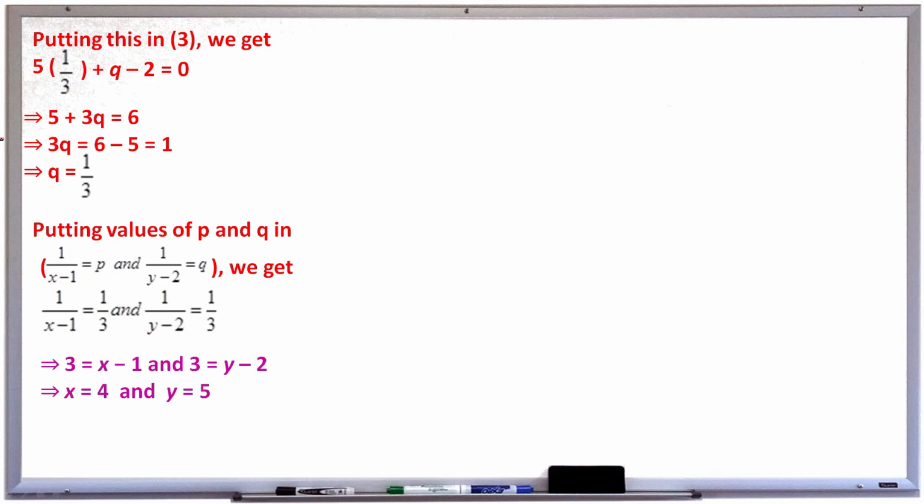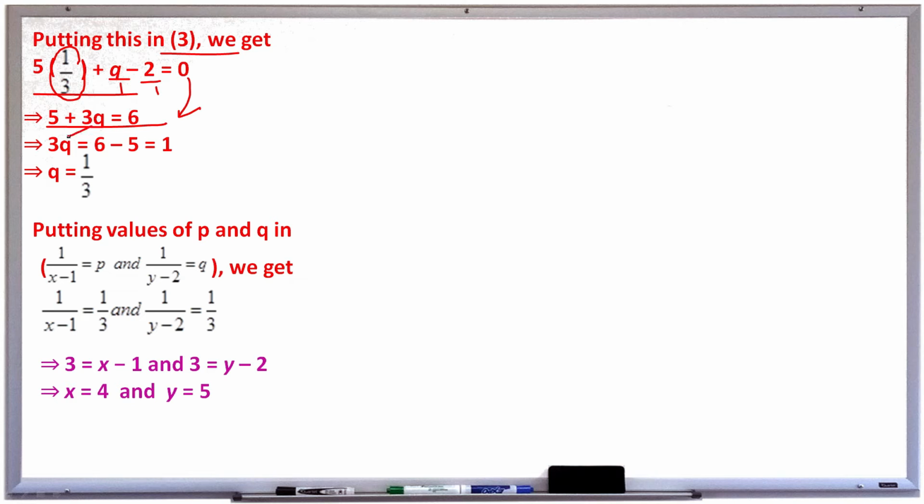Putting this value in equation number 3, substitute the value: 5p plus q minus 2, that is equation number 3. Instead of p we put the value 1 by 3. So simplifying, by taking LCM we can simplify. Here you can take 1 as a denominator, here also 1 as a denominator. Now you take 3 as the denominator for all, so when you multiply you will get 3q, 3 2s are 6. When this 6 comes to the right hand side, it will become plus 6. So after simplifying you will get the equation 5 plus 3q is equal to 6.